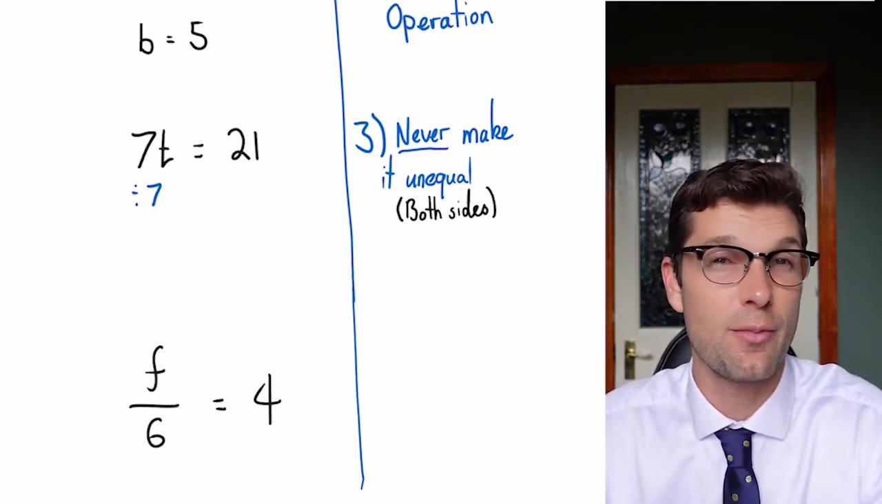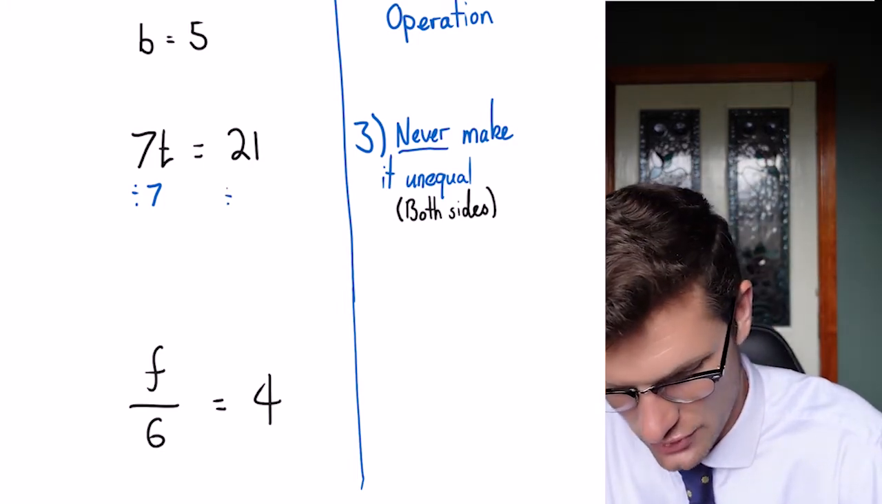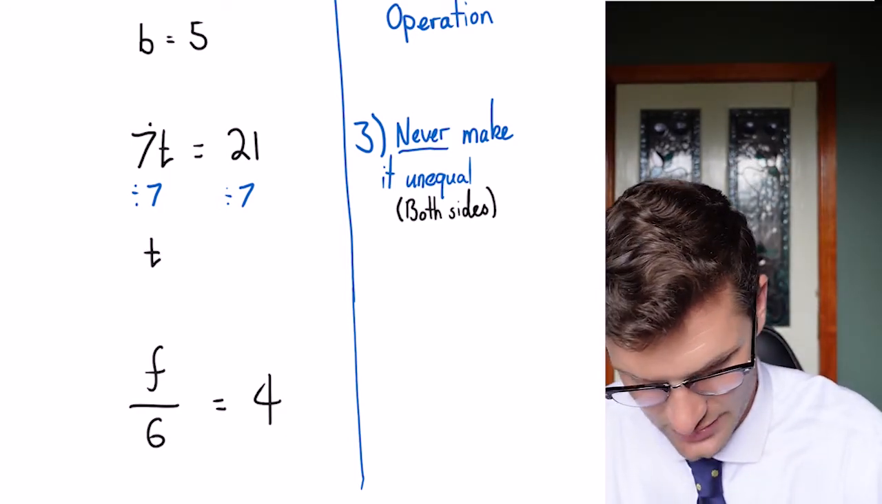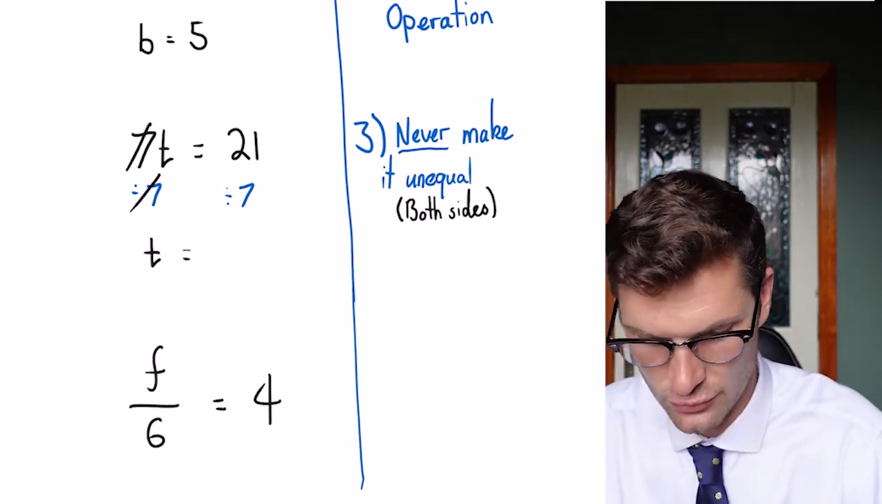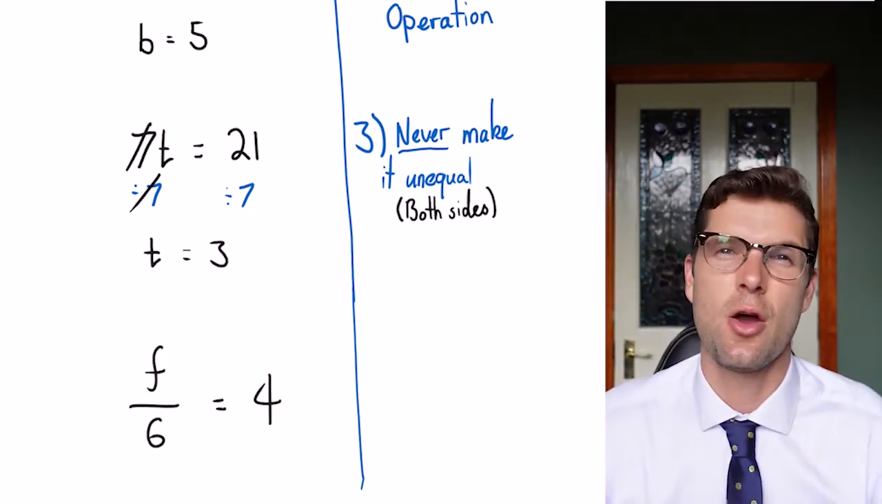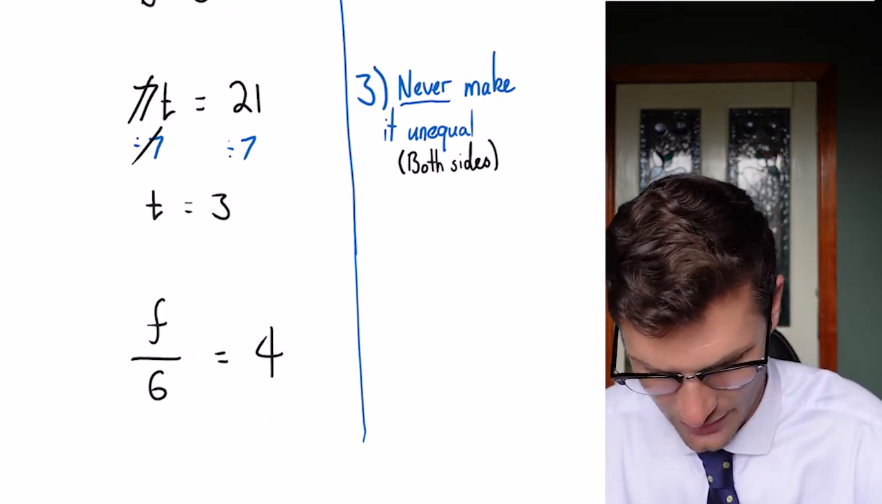7 divided by 7 is going to cancel out, so there's nothing left on that side. And I've got to do the same thing to the other side. That leaves me with t, because these two things have cancelled, is equal to 21 divided by 7 is equal to 3. 7 times 3 is equal to 21, so we know we got it right.